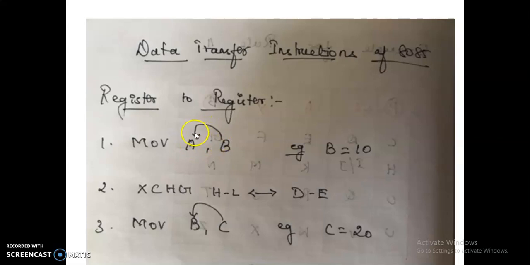The direction I show you is that the content of the source is moved to the destination. Here the source register is B, the destination register is A. For example, if register B has the value 10, that value 10 is copied to A. A also has the value 10. At the same time, B also has the value 10. The source does not change its value.